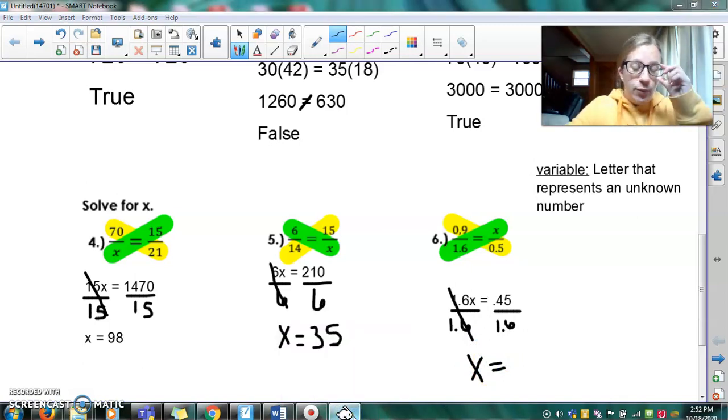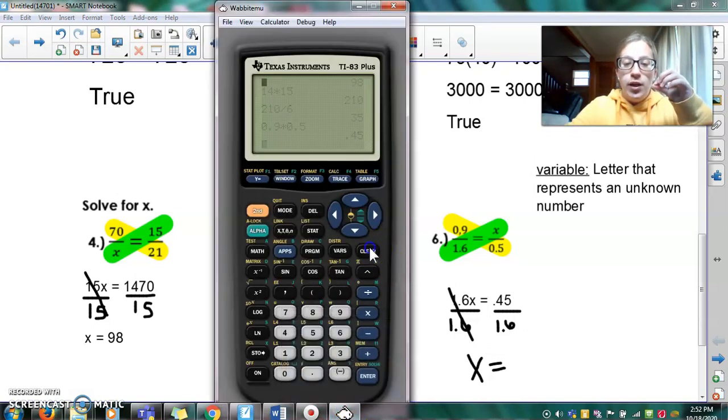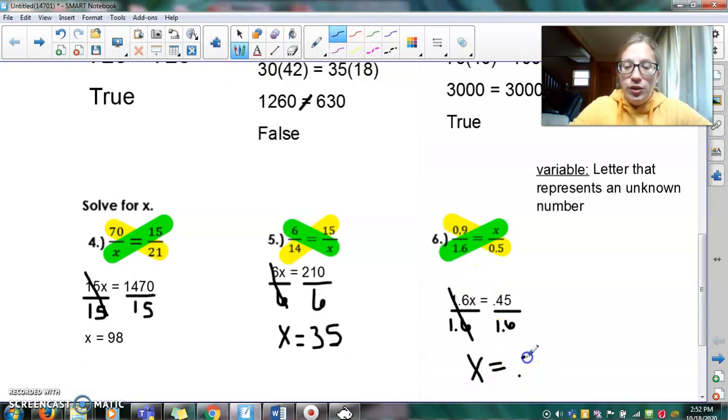And this is the part that I wanted to make sure that I brought up to you. We are so used to putting the bigger number on top of our fractions. Not in this case. I see the 0.45 first. I'm putting it into my calculator first. Divided by 1.6 gives me 0.28125. So we can say 0.28125. And that will be our answer for that question.